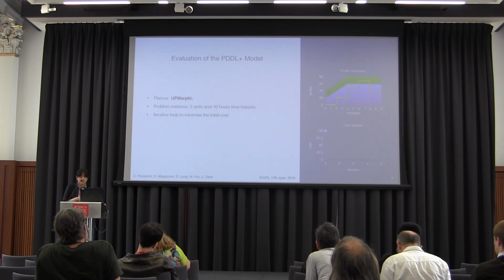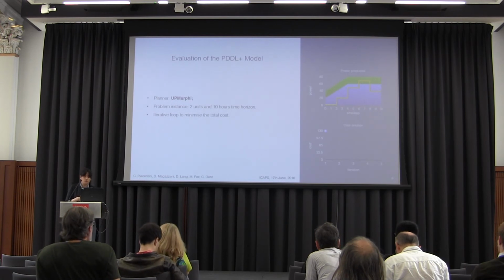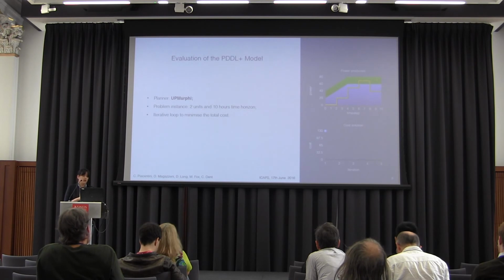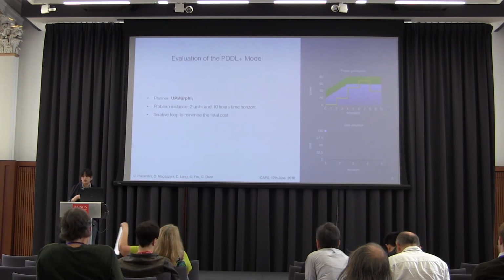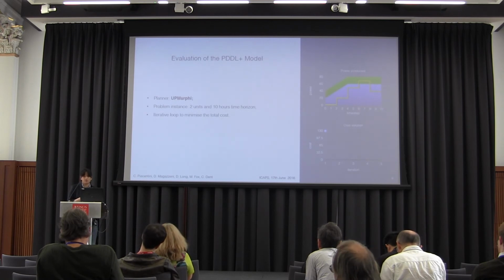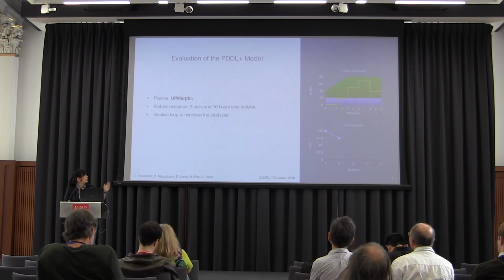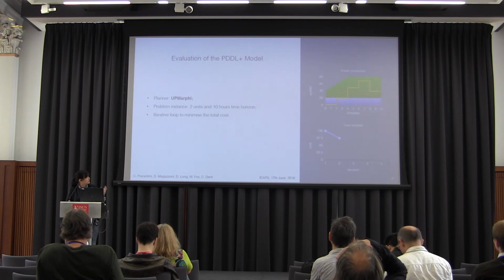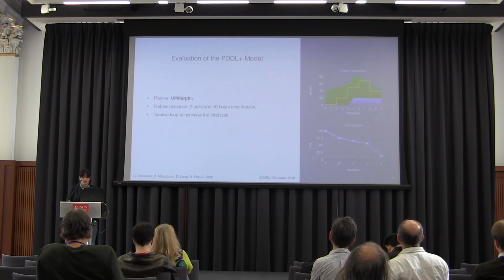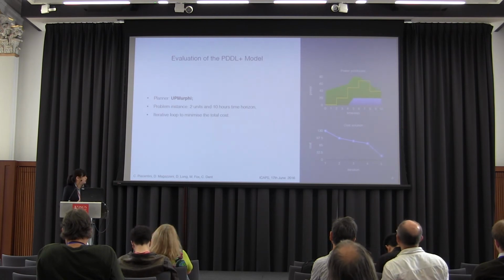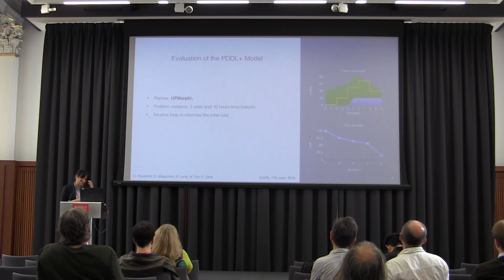So if we want to minimize the total cost, we need to do an iterative approach in which we first impose a total cost limit, and then we find a solution, and we use the cost of that solution to decrease the limit of the cost. And this is an example of the solutions that we find for this problem. And basically, we terminate the process when we find a solution that is not valid anymore.